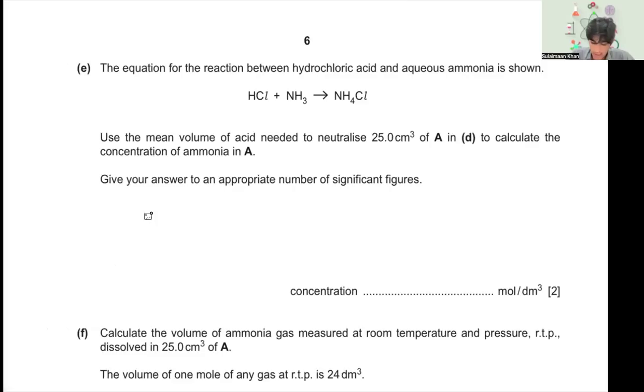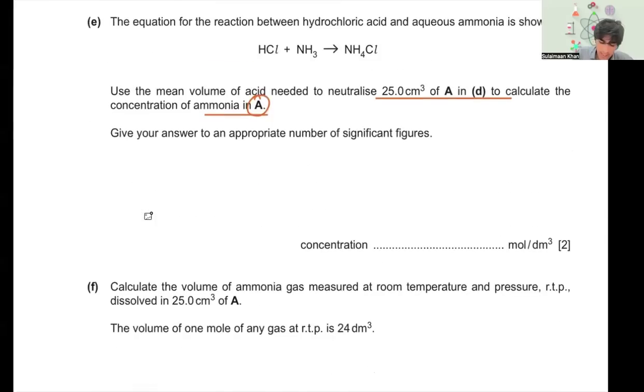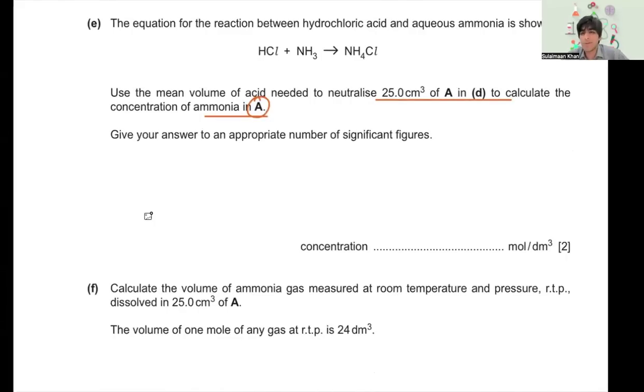Acha. The equation for the reaction is shown. Use the mean volume of acid needed to neutralize 25 cm cube of A in D. He basically holds you by the finger, and he guides you throughout the questions. So he's saying to calculate the concentration of aqueous ammonia, we need to use A's mean volume. So what was the mean volume of A? That was 15.1, right? In finance, because I'm a chartered accountant by profession, we call this profiling. So you need to write for yourself what's given to you. So I'm going to use A, which is 15.1 cm cube. Profiling is just writing the data for yourself.